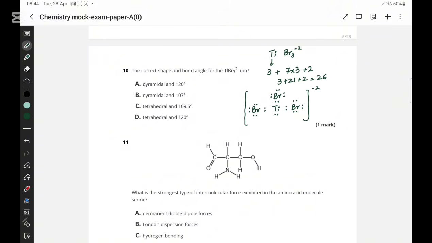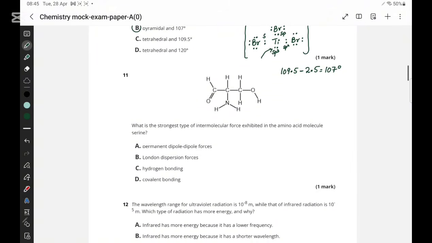When we find its hybridization, it is s for this bonding pair, sp for this bonding pair, sp2 for this bonding pair, and sp3 for the lone pair on titanium. So this is sp3, with an ideal angle of 109.5, but due to the lone pair present on titanium, the repulsion reduces it by 2.5, so it comes out to be 107. And what is its shape? Because of the presence of the lone pair, its shape is pyramidal. So the answer is B.